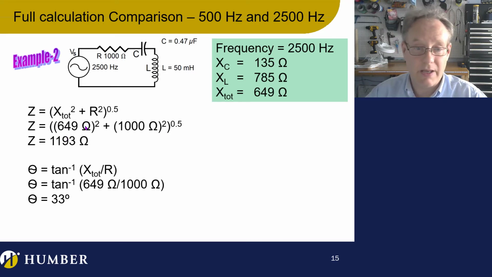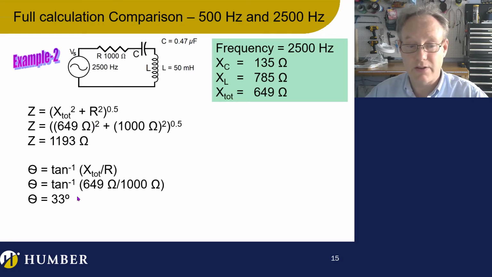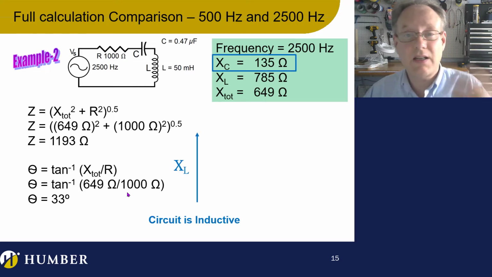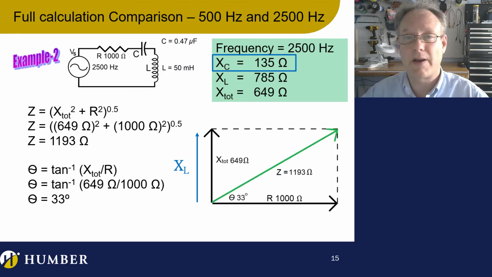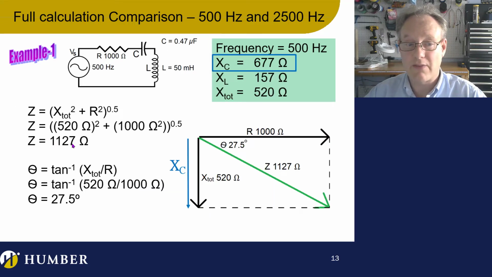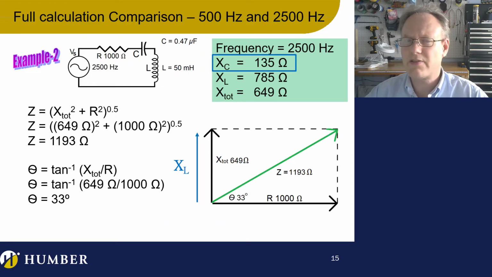Doing the same thing here, making sure I square my units as well as my values, and my Z is 1193, and over here is 33. In this case, I know that my inductive reactance goes up, so when I draw my triangle, I draw it like this. Now, I just thought it was interesting to note that this value here, 1193, and this value over here, 1127, are pretty much the same value, even though the frequency was quite different. We'll study that a little bit later, but that's just interesting to note.